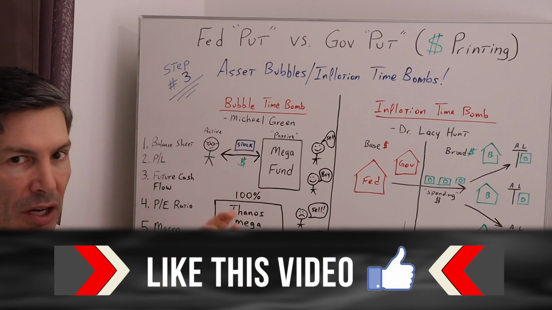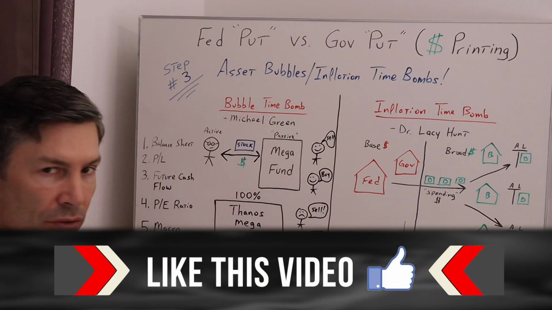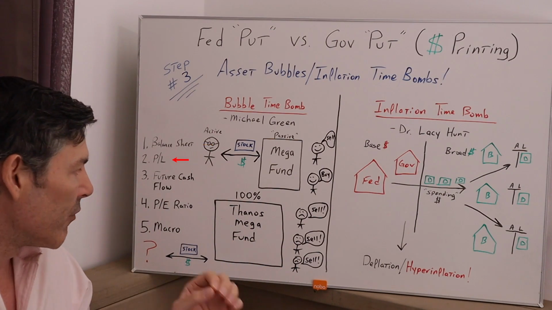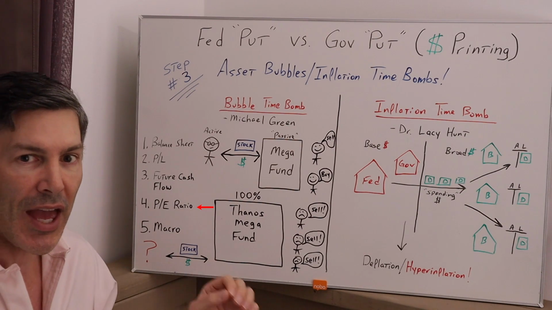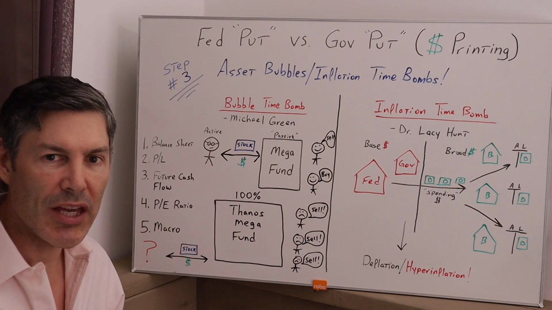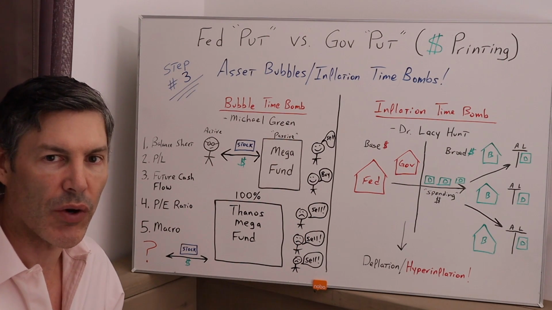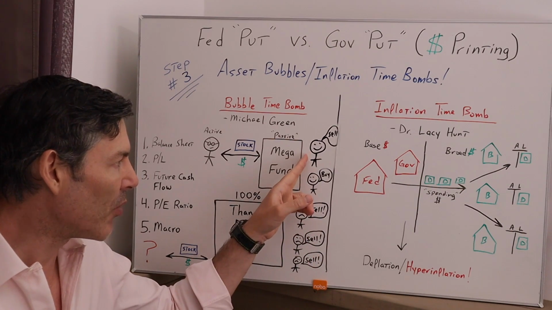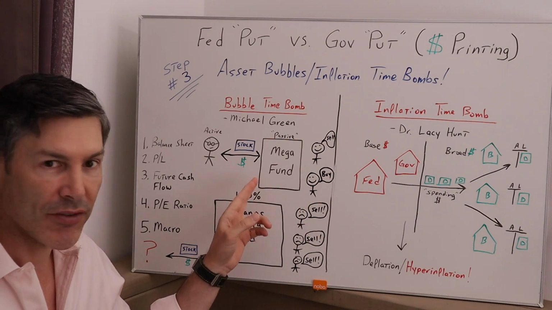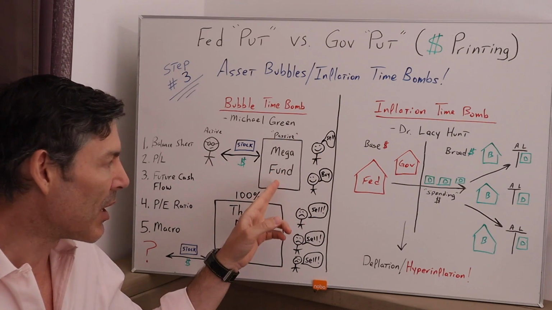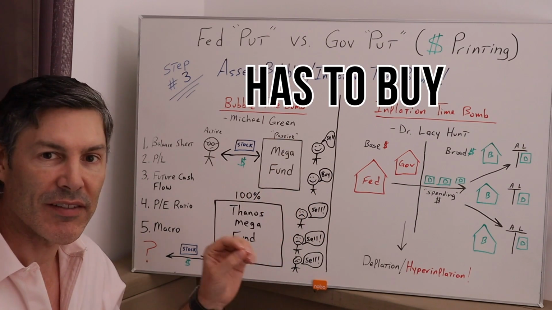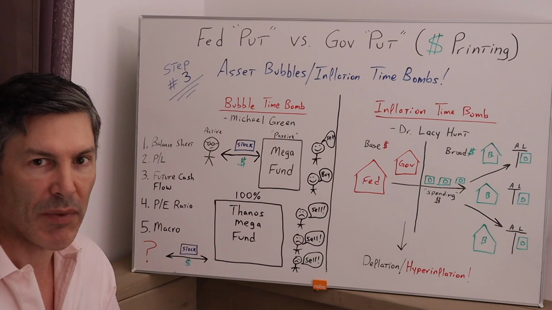The way the active manager makes his or her decisions is through a qualitative or quantitative analysis. They use the balance sheet, the P&L, future cash flows, PE ratios, and macro analysis. Not so for mega fund. The only thing they use to make their decisions on whether or not they're going to buy or sell is if they have people that have invested in the fund saying, hey, I want my money back. Or if they have other people that say, hey, here's some more money. If the people want their money back, mega fund has to sell. If the people give them more money, mega fund has to buy. This is literally their entire decision-making process.